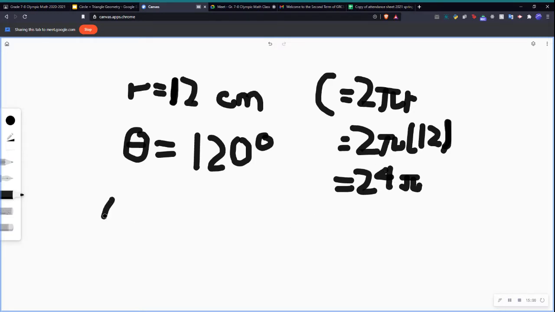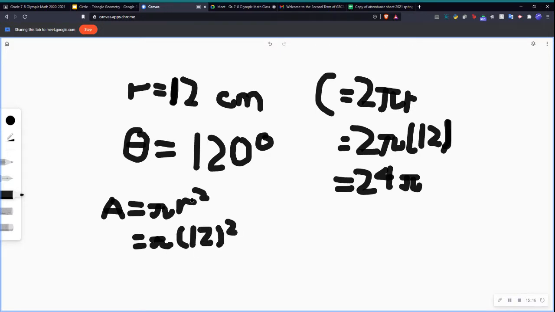Let's calculate the area as well. That's just pi r squared. So pi times 12 squared. Let's write that formula down. So this is 12 in brackets, substituting 12 in place of r. And this will give you 144 pi. Right, so now we have circumference and area.